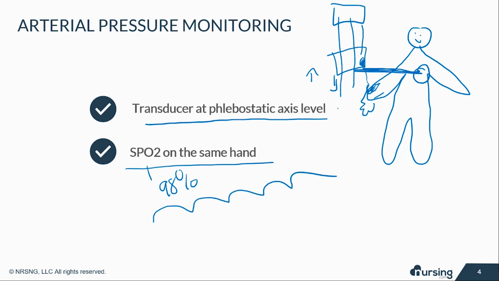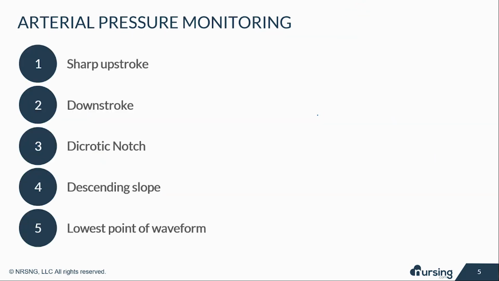And that's how you know that the ulnar artery and that the radial artery is not occluded and that the ulnar artery is still providing the blood flow to the hand. So you have to have an SpO2 on the hand that has an art line. So now let's talk about the waveforms of the art line.